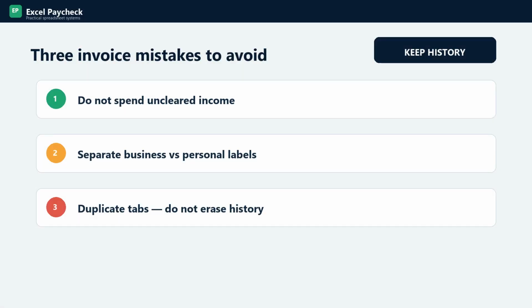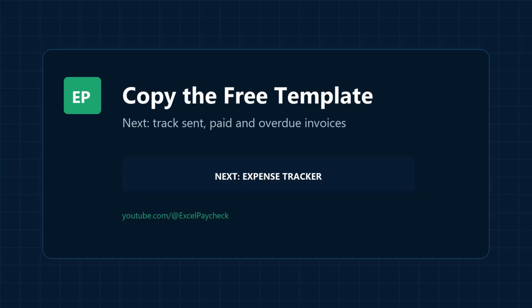Avoid mixing personal and business cash in one unlabeled list. Avoid counting uncleared income as spendable. Avoid deleting last week's tab. Duplicate it so you can compare weeks later. Duplicate this weekly tab every Monday.